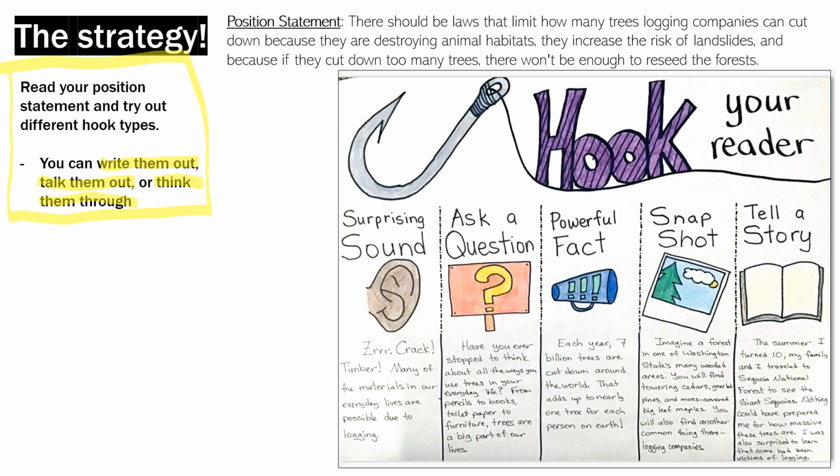Now let's look at some different hook strategies so you can decide which one would work best for your writing. The first strategy is called surprising sound. In surprising sound, you are just thinking about what sounds would go with your topic. So for this one, for logging, I thought about the sounds that loggers might make in a logging camp. So we might hear things like zrr, crack, timber. Many of the materials in our everyday lives are possible due to logging.